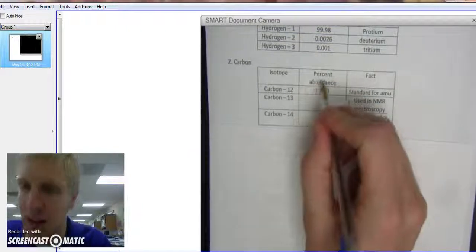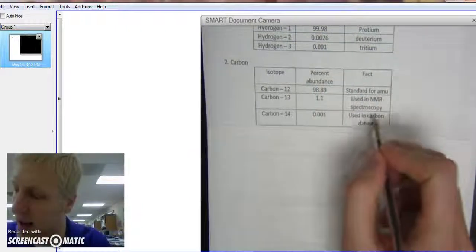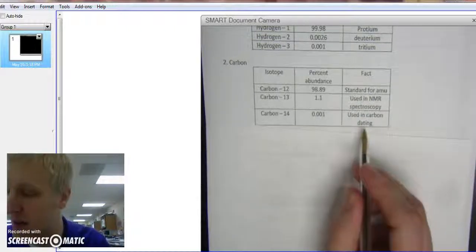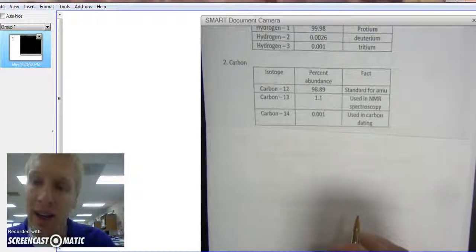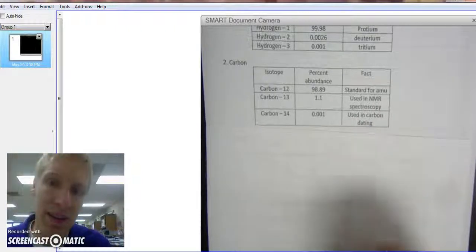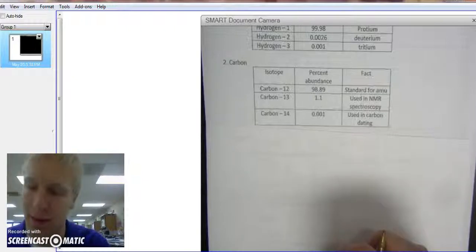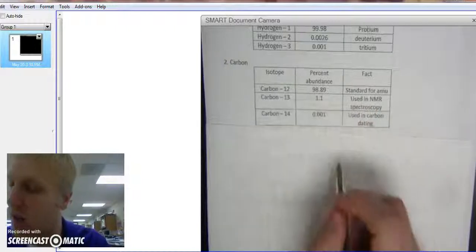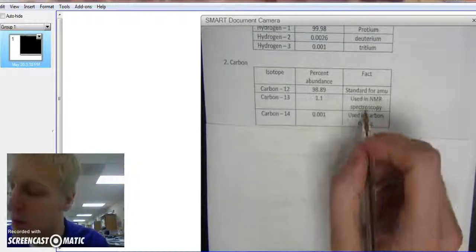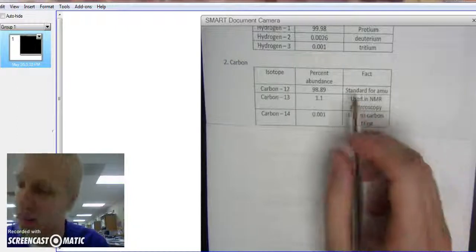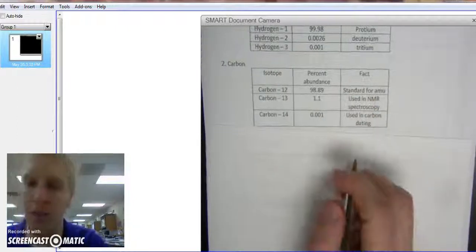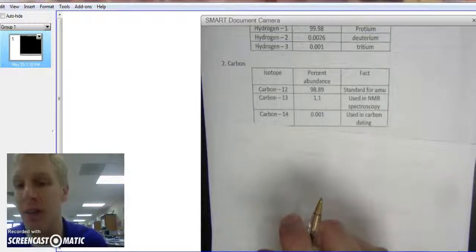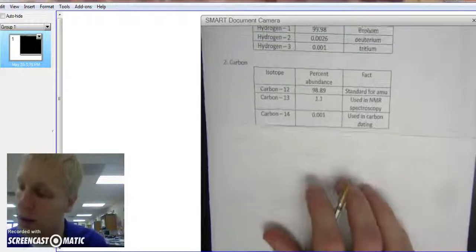So, we have percent abundance. The fun fact information doesn't really matter for finding atomic mass, but there's some interesting information. Carbon-14 is used in radiocarbon dating for the age of various archaeological artifacts. Using NMR spectroscopy, carbon-13, if you take IB chemistry we'll go into that more, but basically MRIs. The standard for AMU, carbon-12, is where we get our standard for atomic mass units, the carbon-12 isotope.